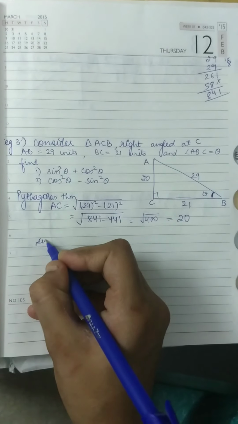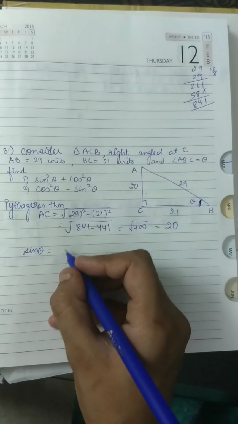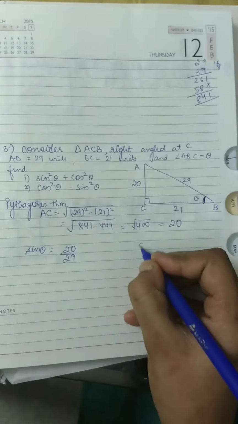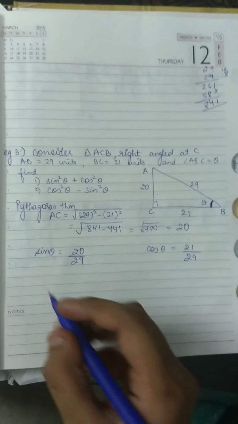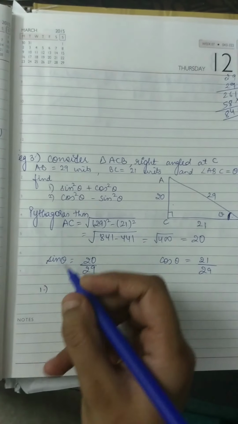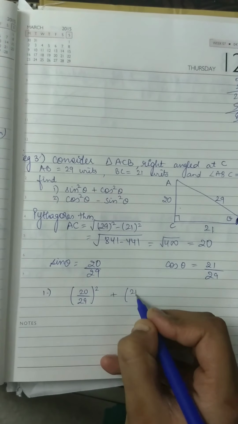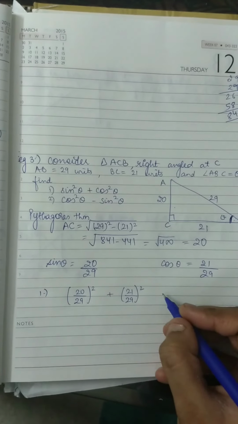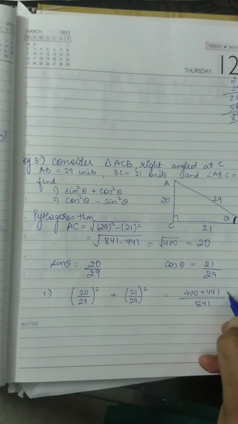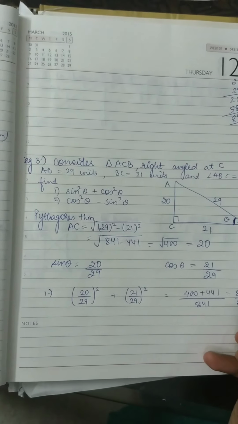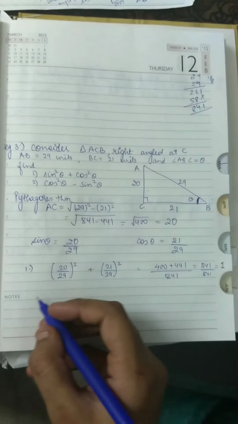Now first find the value of sine theta. Sine theta means the opposite side upon hypotenuse, and cos theta will be 21 upon 29, side adjacent upon hypotenuse. Now just evaluate the value of sine square theta plus cos square theta. This can be written as 400 plus 441 upon 841, which is 841 upon 841. This gives us 1. So the value of sine square theta plus cos square theta is 1.